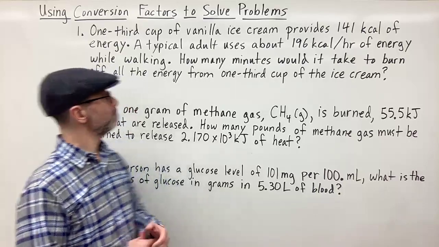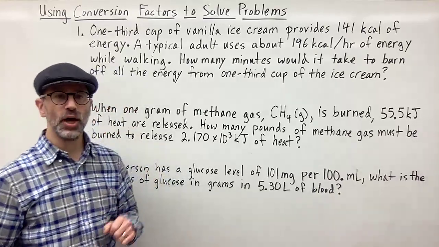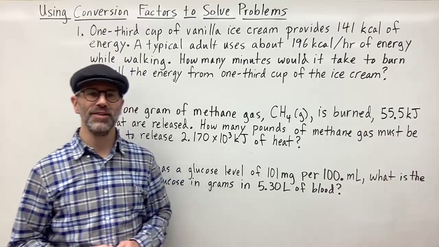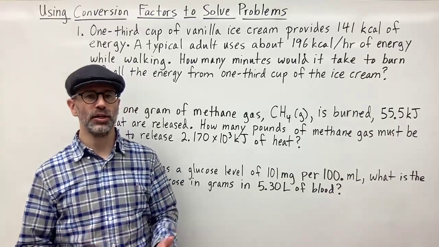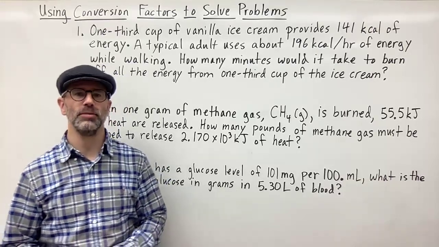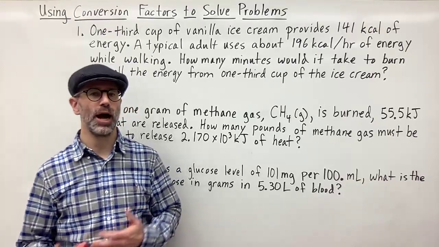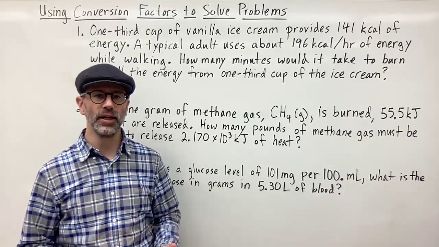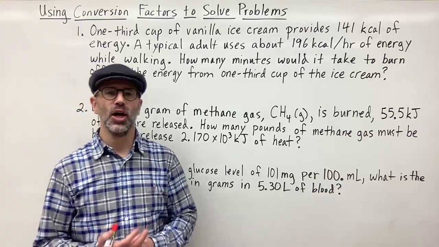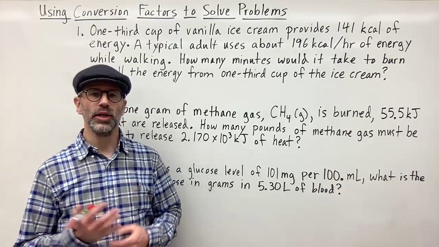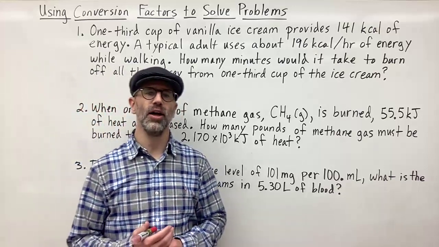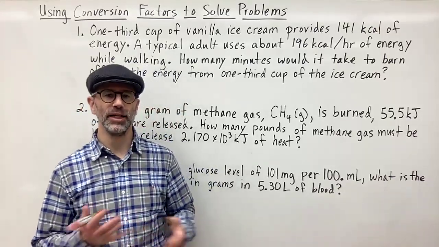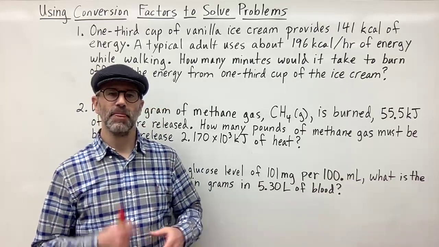So number one, we're told that 1/3 cup of vanilla ice cream provides 141 kilocalories of energy. A typical adult uses about 196 kilocalories per hour of energy while walking. So then the question is, how many minutes would it take to burn off all of the energy from 1/3 cup of the ice cream? So let's figure this out.